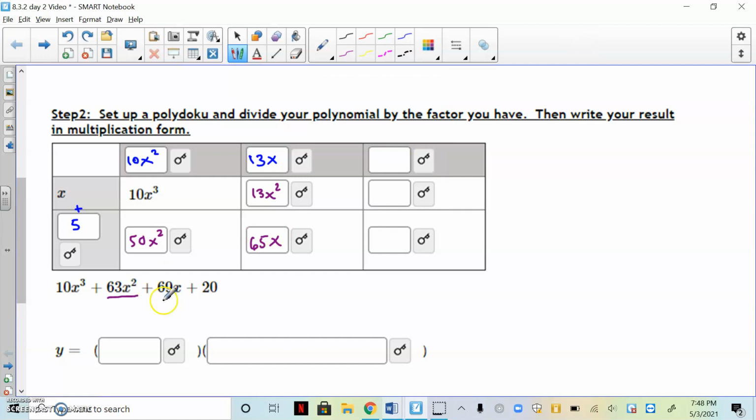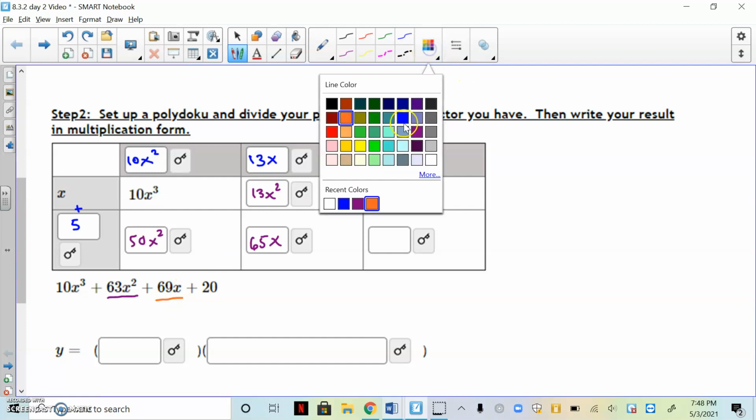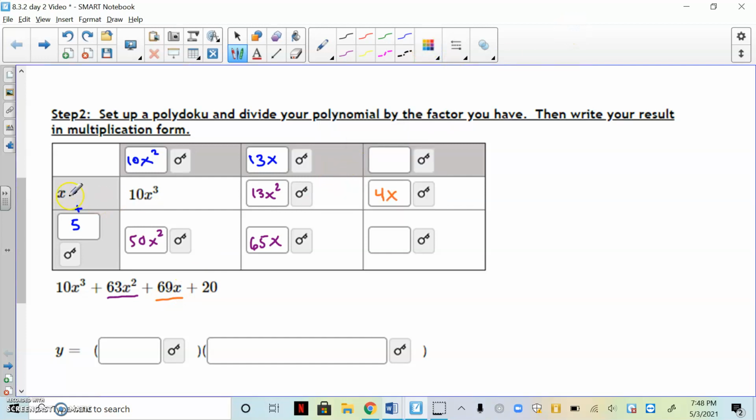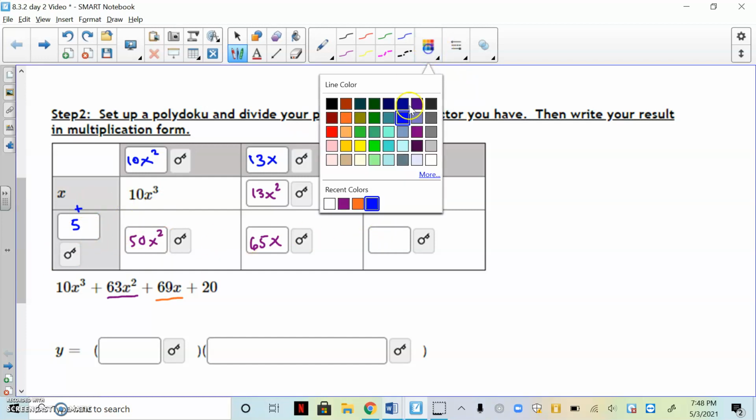So let's go ahead and look down here and say, okay, well, I have a total of 69 x's, and right now I'm at 65. So how do I get from 65 to 69? I have to add 4. So a positive 4x will go here. So that, when you add these two, you get this. And now I can find some more stuff. We can say that x times what equals 4x? Well, that would be 4. And 4 times 5 is going to be 20.